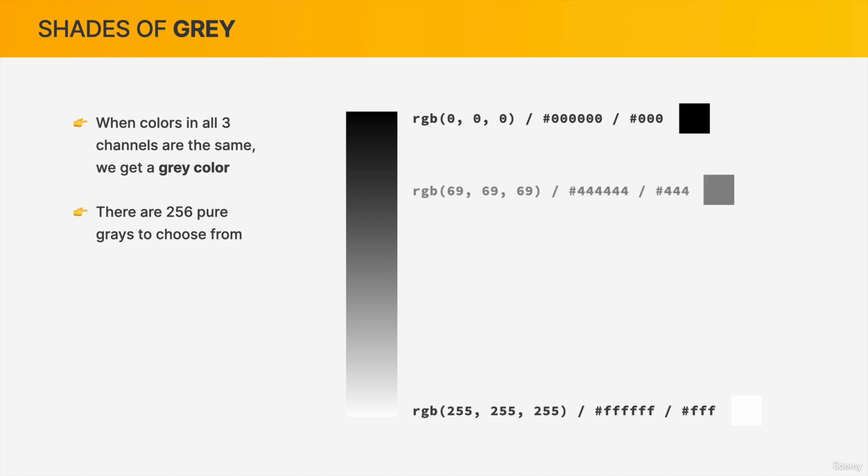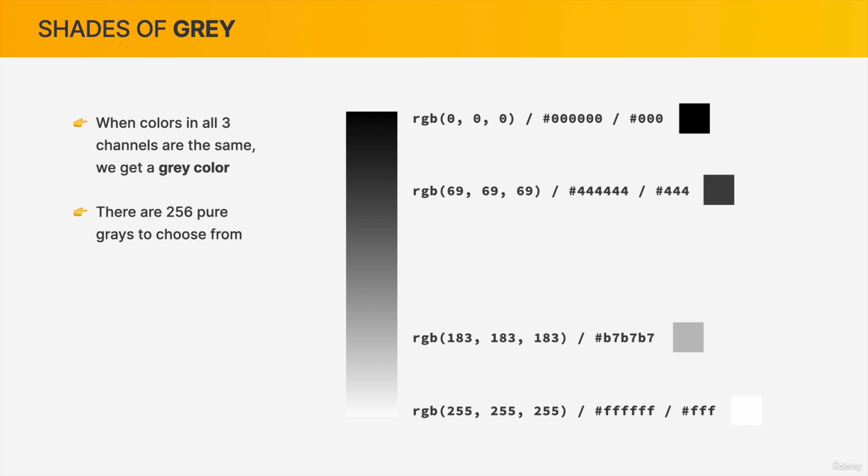And one of them is this one, for example. So where red, green, and blue are all at 68. So this gives us this nice gray color, which has the hexadecimal code of 444444, which in the shorthand notation can be written as just 444. So this one I like to use a lot for text color.